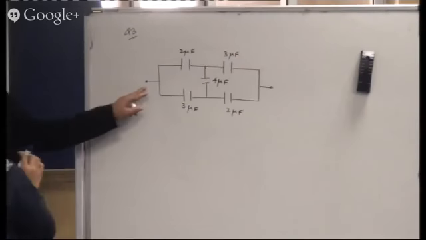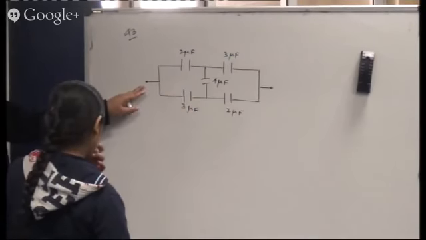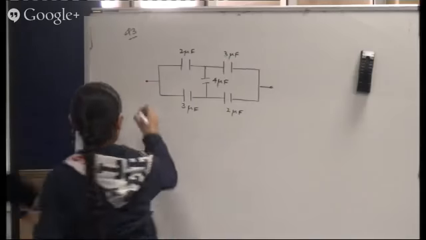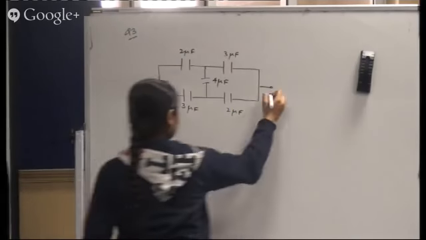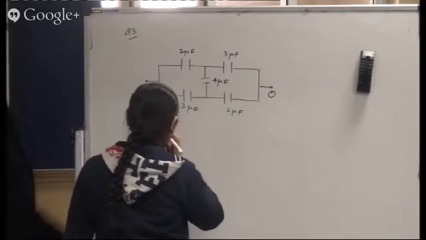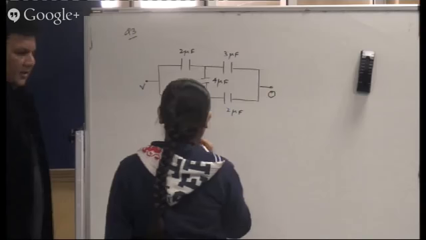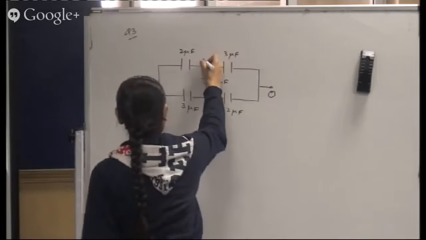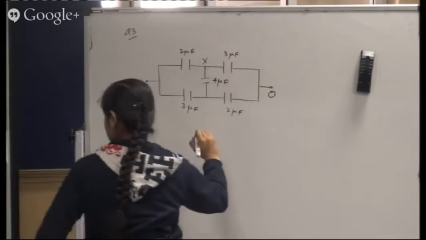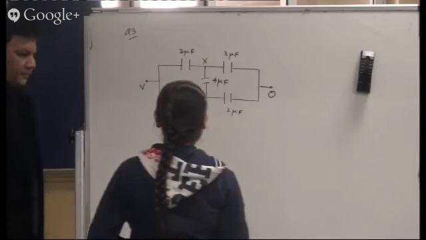I want to find out the equivalent capacitance across this. So what would you take this as? V, and that as 0. Very good. And the potential of this point as X. Good. Okay. And what about this point? What should be the potential of this point?